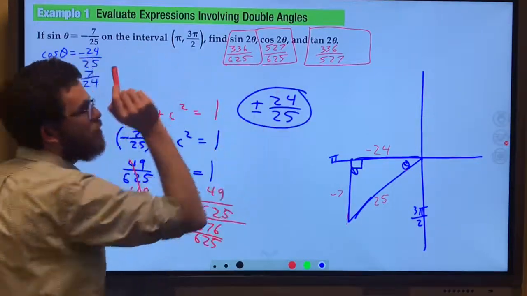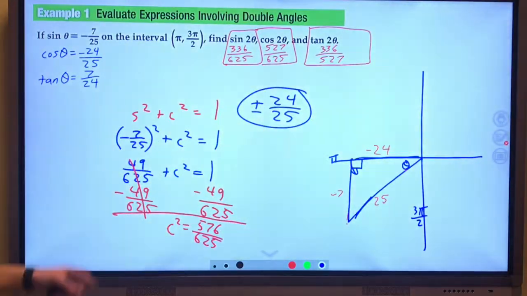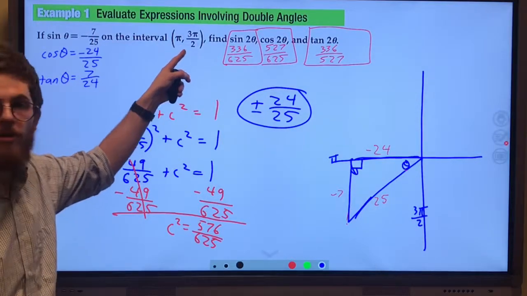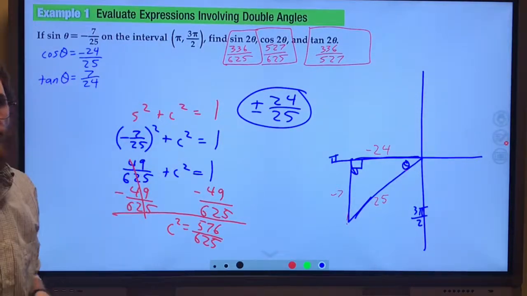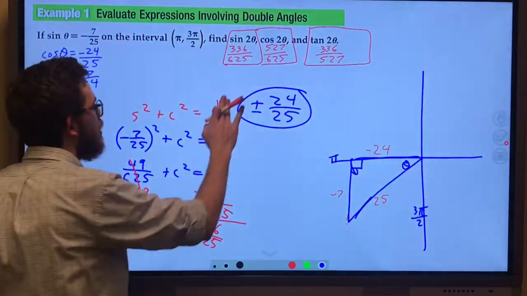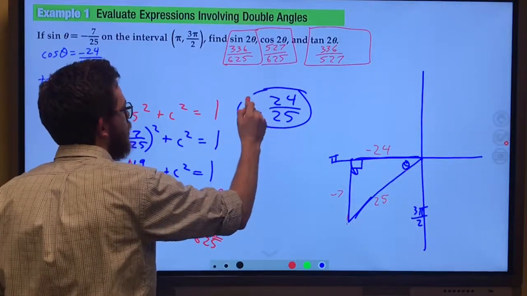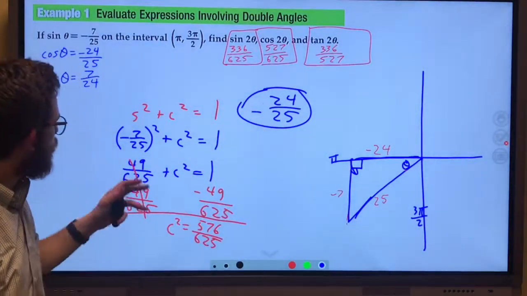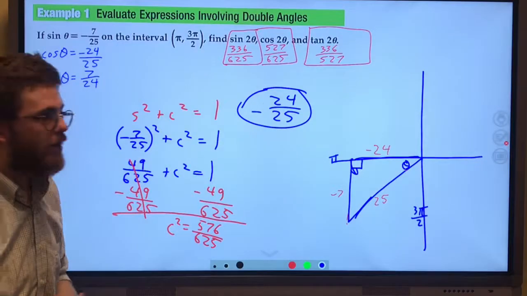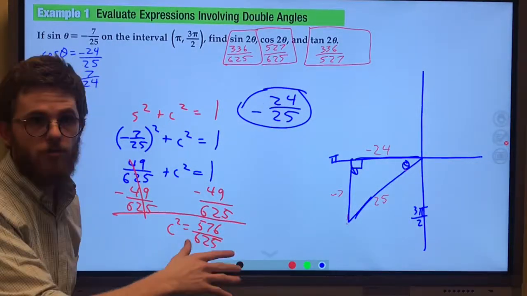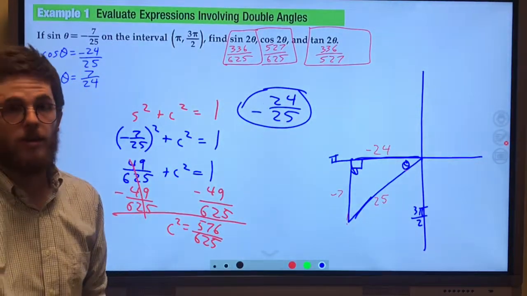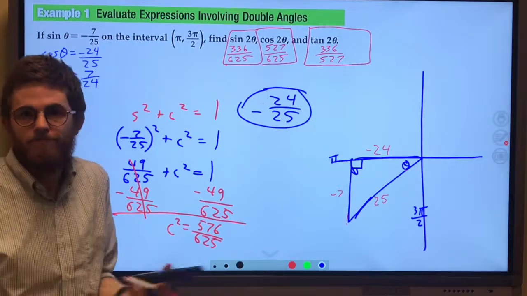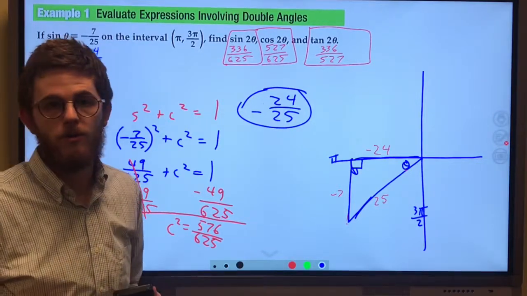And you think, how do we know which one it's going to be? Is it positive or negative? We know what quadrant, though. And in the third quadrant, cosine must be negative. So that's another way we could have gotten cosine using our Pythagorean identity. Some people like to draw a triangle. Some people like the Pythagorean identity. Who am I to tell you what to do? They both work.